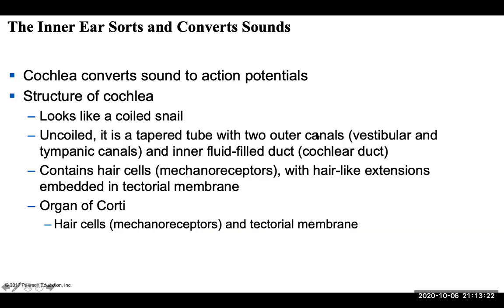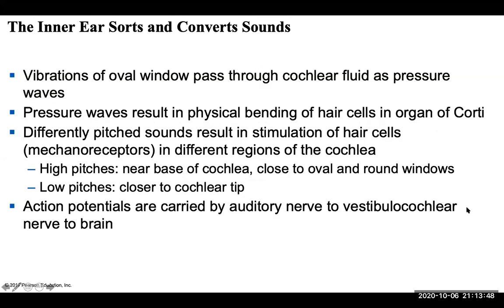The cochlea then converts the sound to action potentials. The structure of the cochlea looks like a coiled snail. When uncoiled, it's a tapered tube with 2 outer canals and an inner fluid-filled duct. It contains hair cells, mechanoreceptors with hair-like extensions embedded in the tectorial membrane. And the organ of Corti is where these mechanoreceptors and hair cells are, in the tectorial membrane.